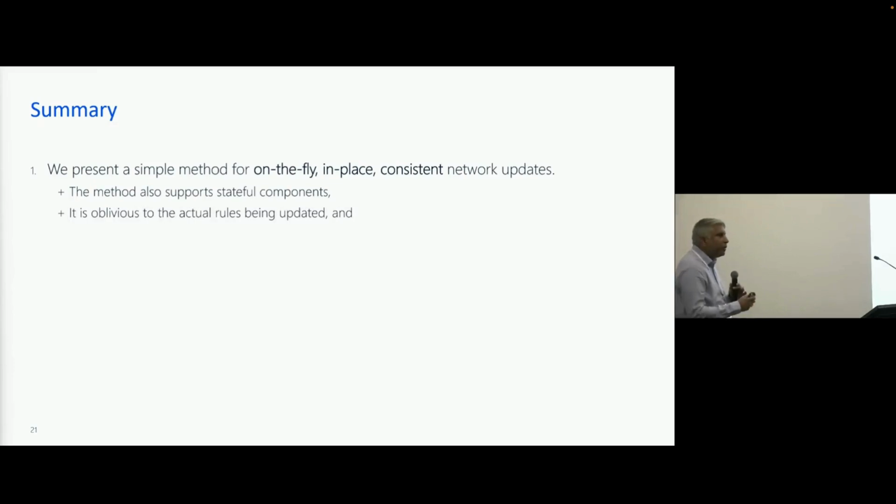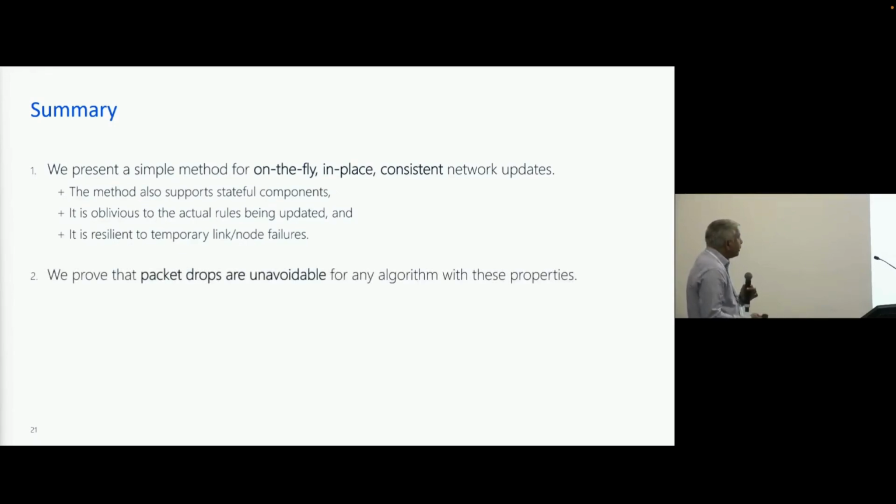Interestingly, it's oblivious to the actual update. So you don't need to analyze the update to figure out whether the algorithm should run or not. Right? It's going to update no matter what you ask it to do. And it's easy to make it resilient to temporary node or link failures. So all of this is in the paper. And we proved this impossibility theorem that says that packet drops are unavoidable for any algorithm with these properties.